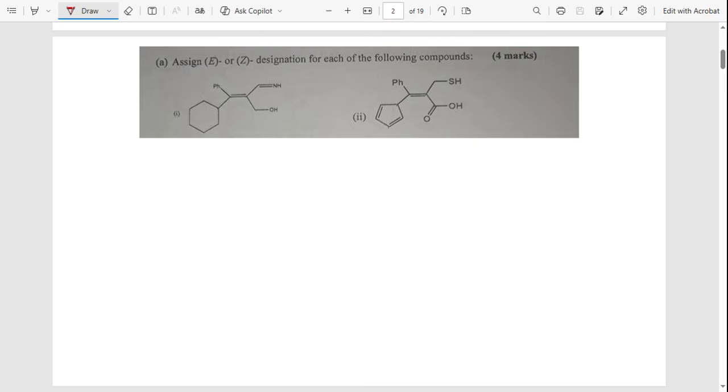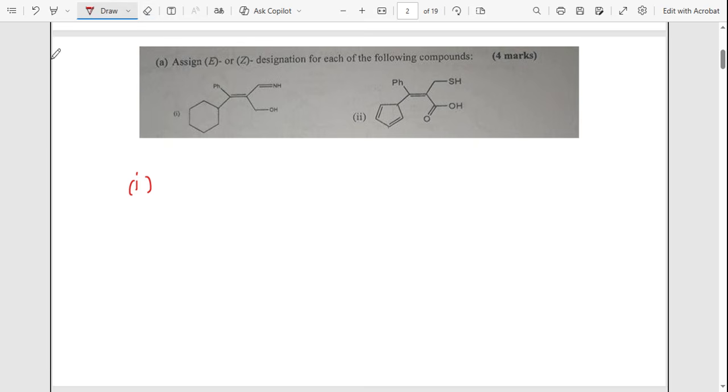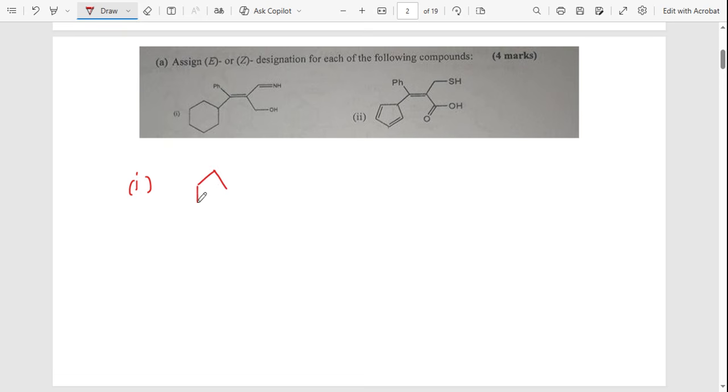We'll start now. Question 1. Assign E/Z configuration designation for each of the following compounds. The first compound that we have there, I'm going to just draw it again. We have got a Ph, okay? But instead of me drawing that Ph, I'm going to write the structure for that group.